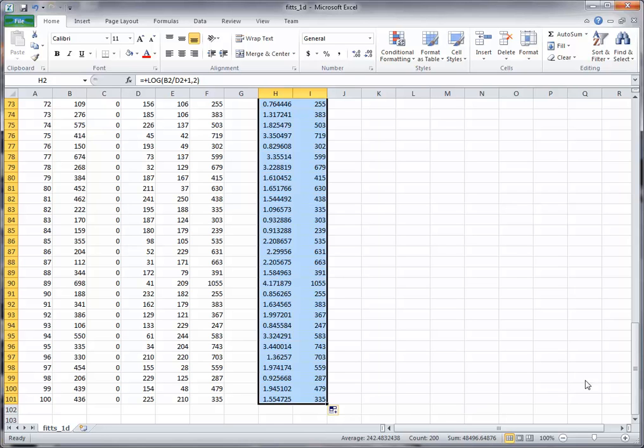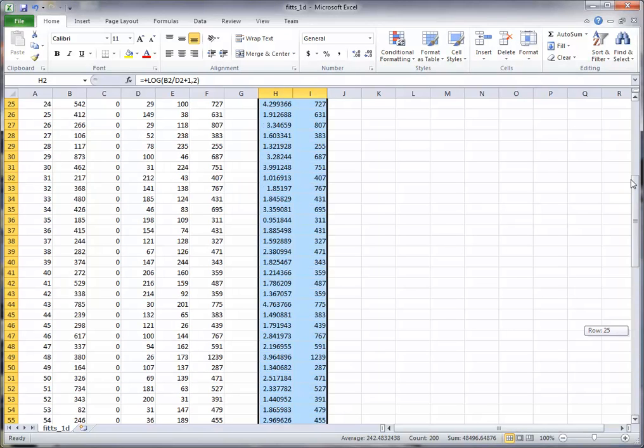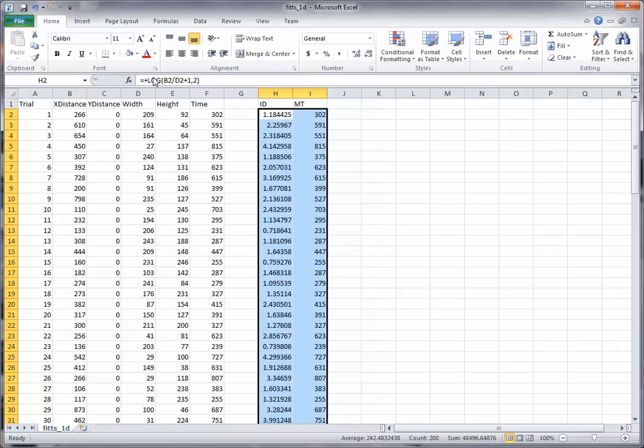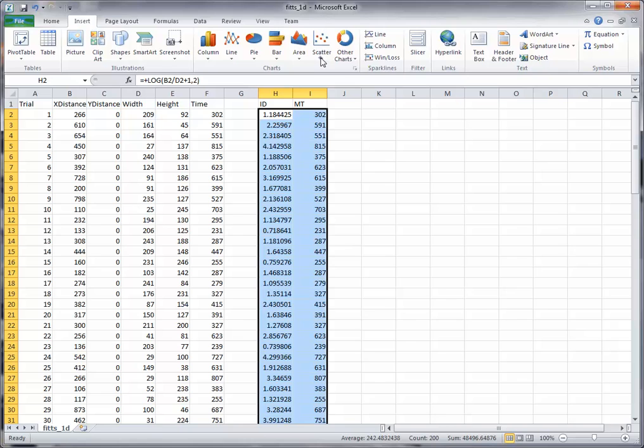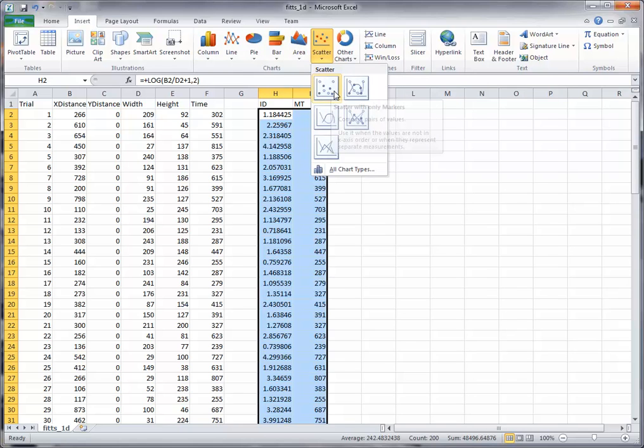So now I copied and pasted for the next 99 values. The nice thing is at this point I have my x-axis in the H column, my y-axis in the I column, and they're already highlighted. So what I want to do is insert, and here you can see scatter, and I want to make a scatter plot without any lines on it, so the one that's just dots.